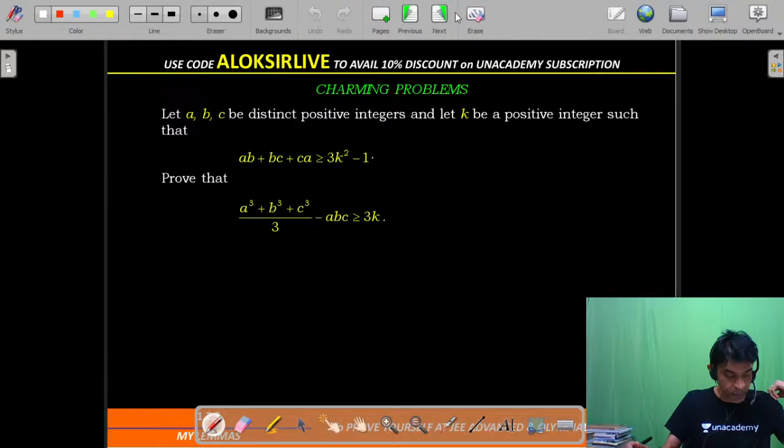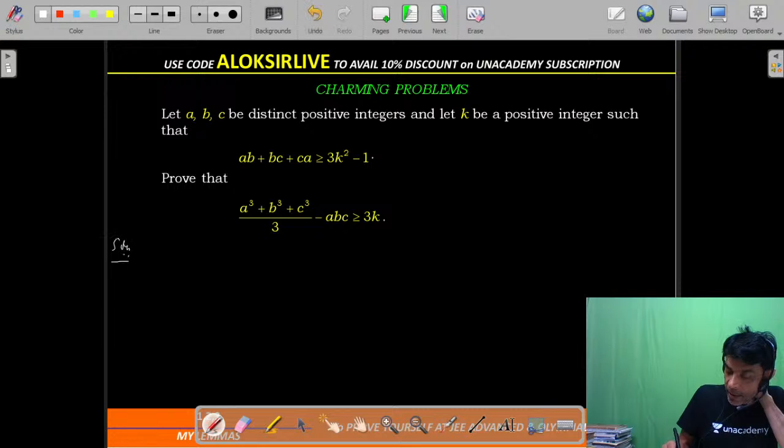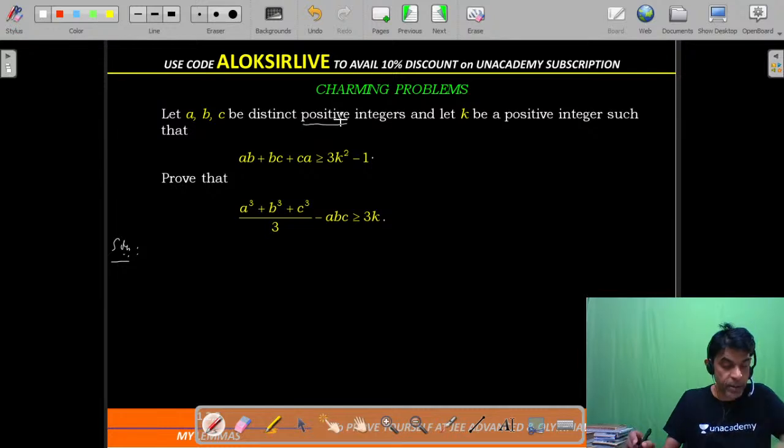There is one inequality based on it. And as you know, inequality is normally the tougher part of Olympiad. This is also lovely. This was asked in one national Olympiad, some other country, Romanian probably. So this is given to be distinct positive integers, and then you have to prove something.